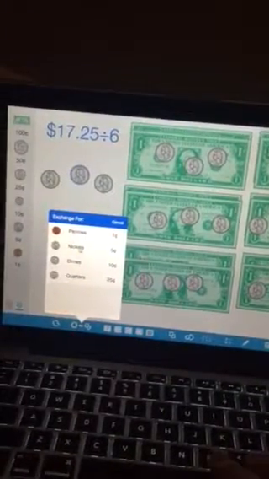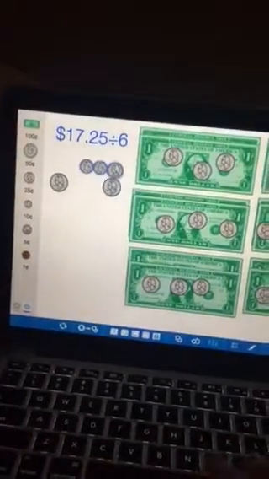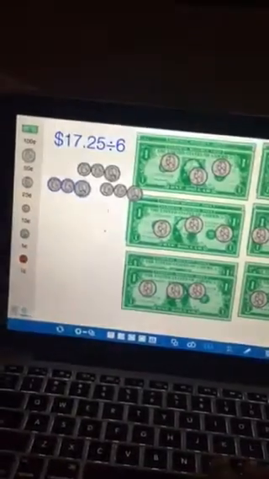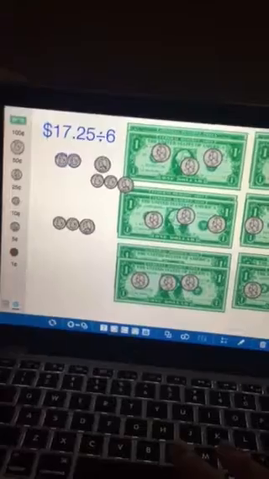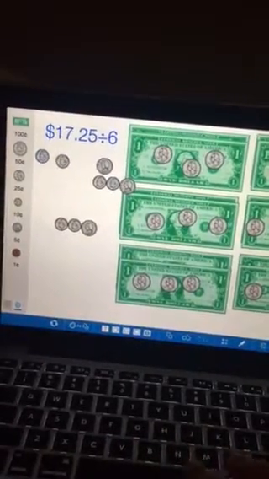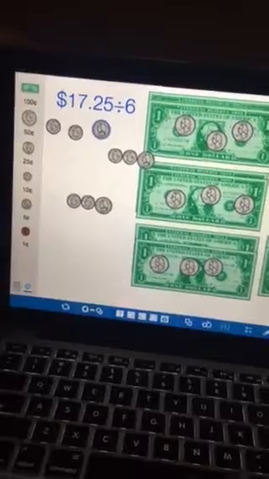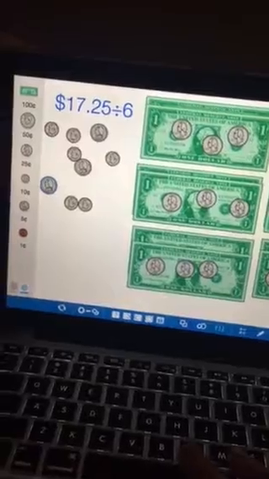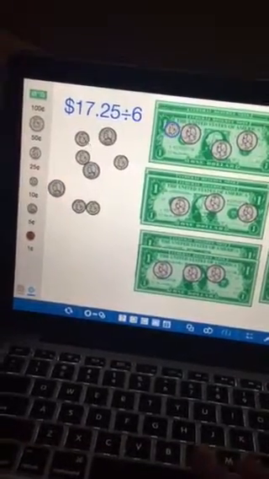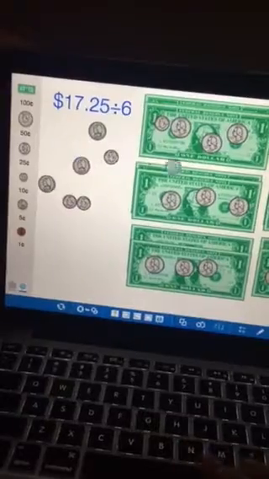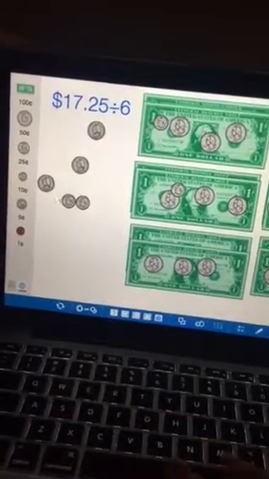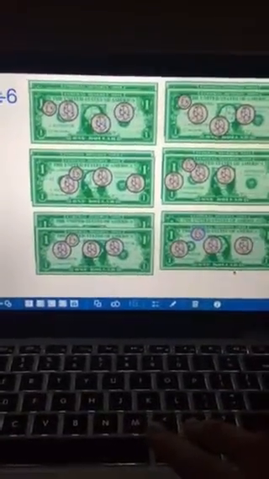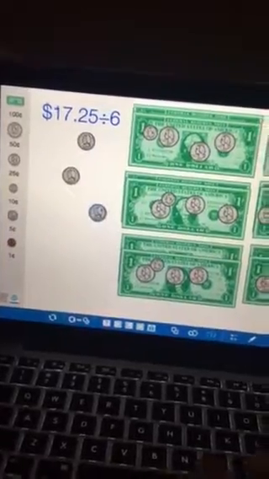So I'm going to use, let's use dimes first. And I'm going to change my quarters into dimes. So for each of my quarters that I changed, I have 2 dimes and 1 nickel. So I have 6 dimes. So I'm going to place 1 dime into each of my groups. So I have 1 dime in each of my groups. And now what I have left is 3 nickels.